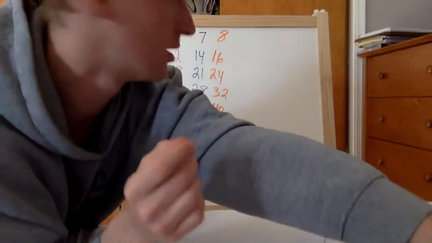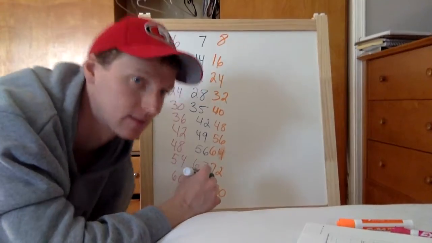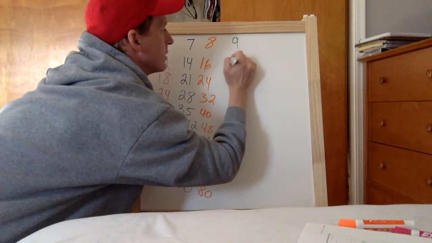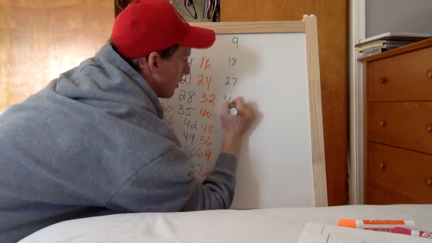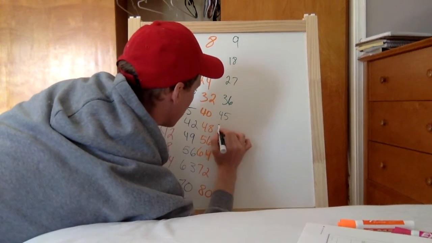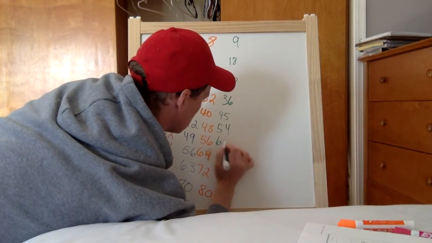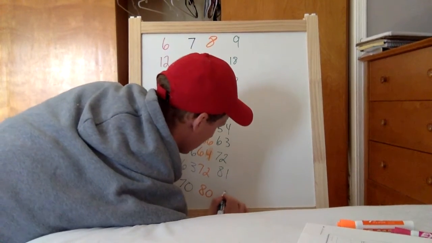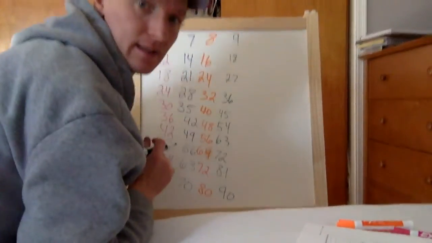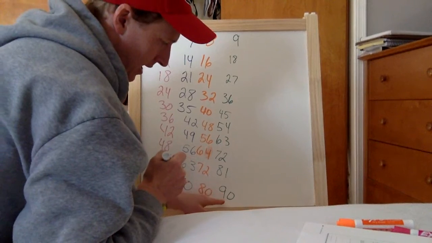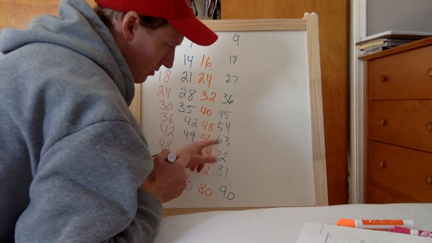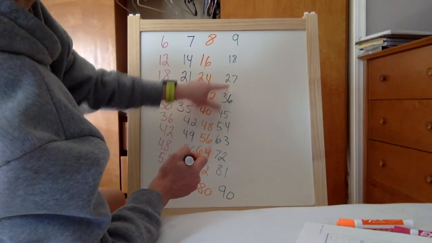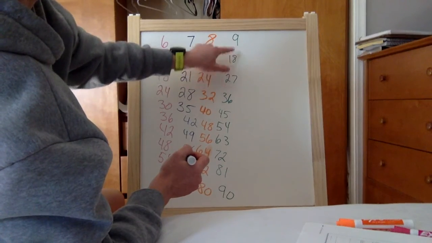And the last one we'll do is our 9s. Okay? 9, 18, 27, 36, 45, 54, 63, 72, 81, and 90. Okay? 90, 81, 72, 63, 54, 45, 36, 27, 18, 9.